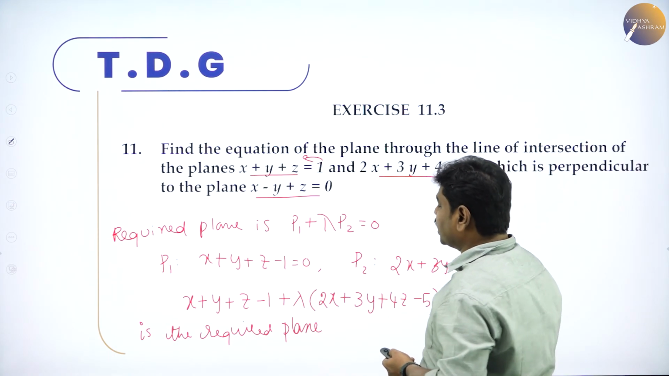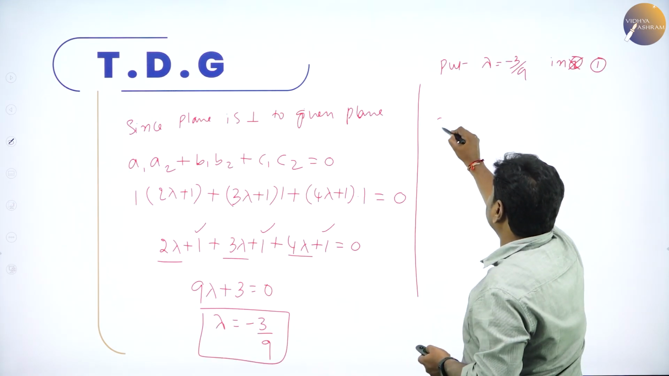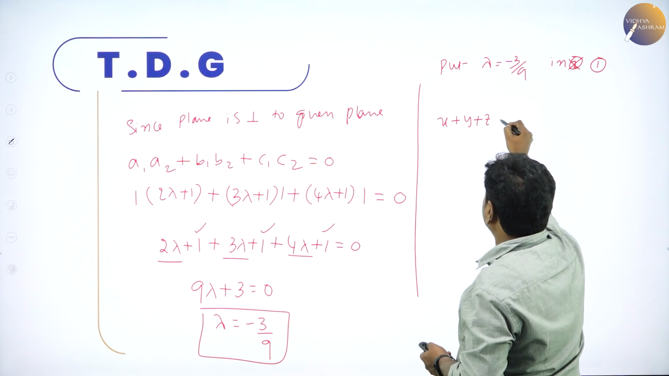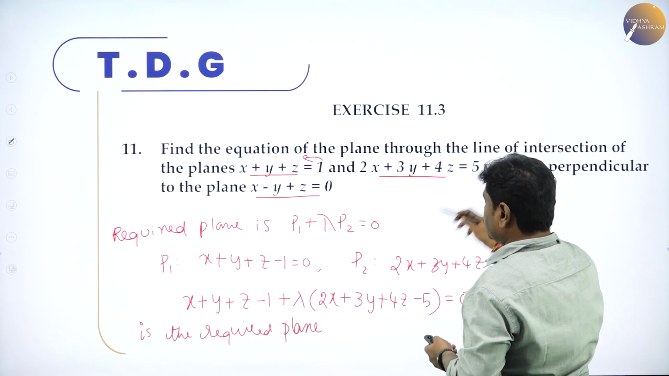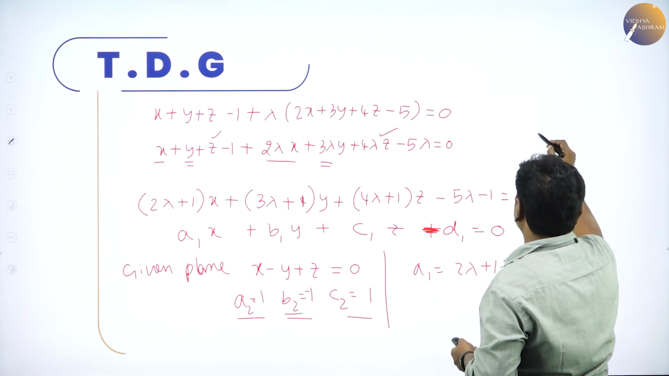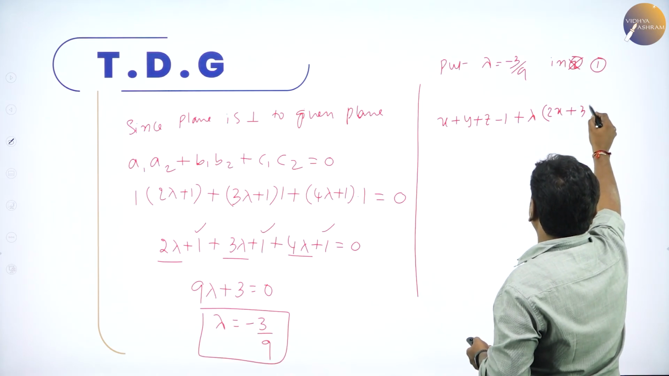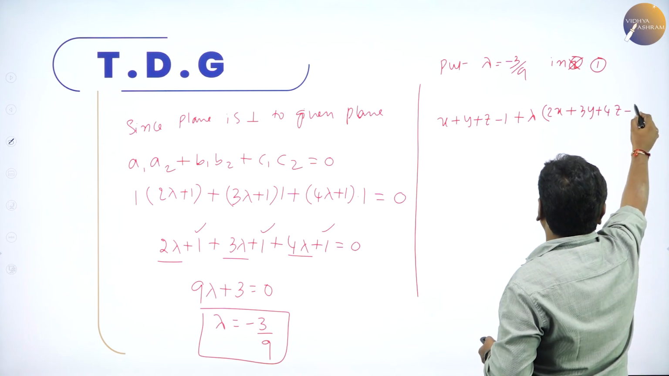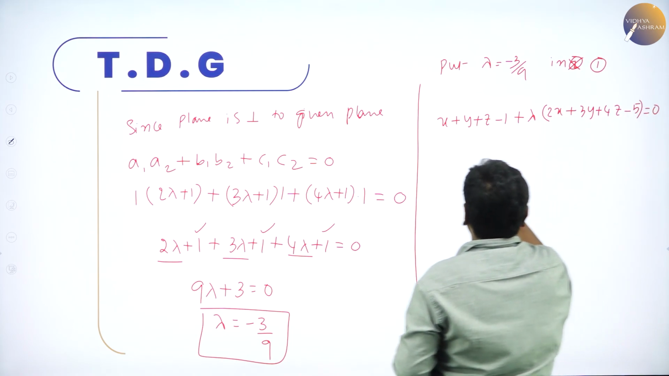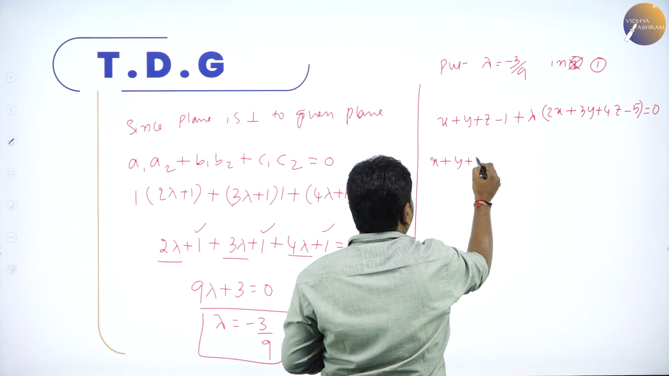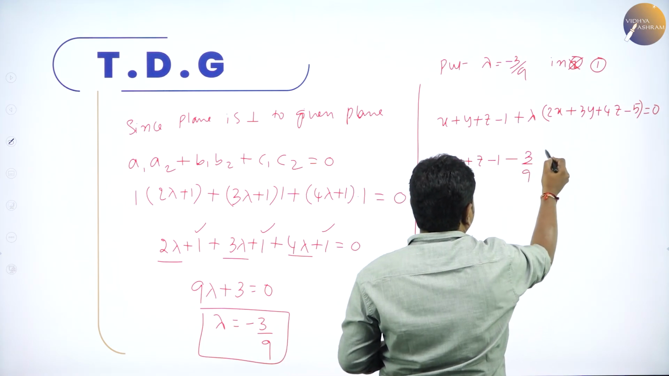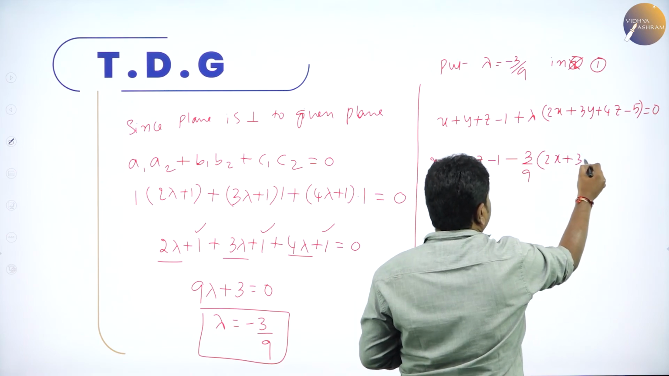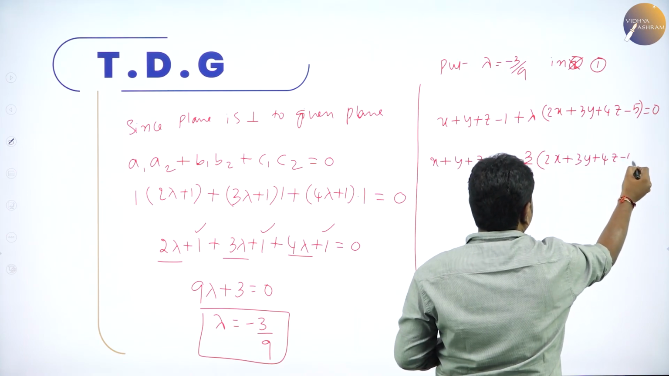What is equation 1? x plus y plus z minus 1 plus lambda times what they give, 2x plus 3y plus 4z minus 5 equal to 0. So now that is x plus y plus z minus 1 plus lambda, which is minus 3 by 9, into 2x plus 3y plus 4z minus 5, equal to 0.